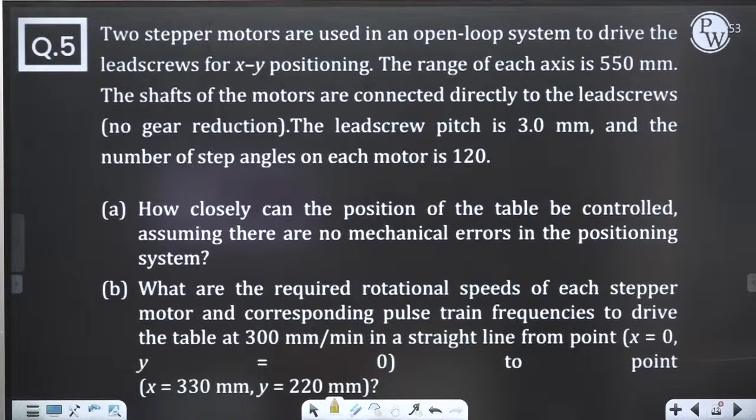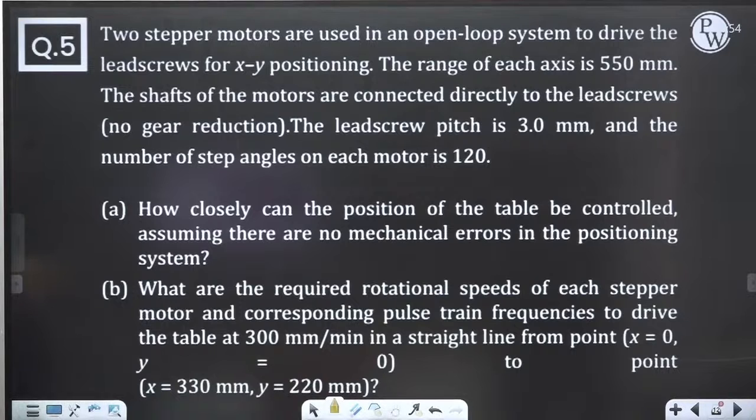Two stepper motors are used in an open loop system to drive the lead screw of an XY positioning table. The range of each axis is 550 mm. The shafts of the motor are connected directly to the lead screws. No gear reduction, there is no gearbox here. The lead screw pitch is 3 mm and the number of step angles on each motor is 120. How closely can the position of the table be controlled, assuming there are no mechanical errors in the positioning system?